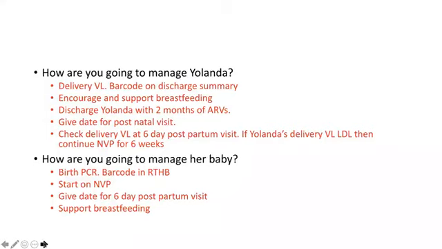We're going to give a date for the postnatal visit, and as you know, we generally have very good 6-week and 6-day postpartum follow-up visits. And at that 6-day postpartum follow-up visit, we're going to check that delivery VL. So it's important that the nurses have access to TrackLab or some form of looking up that result. And it's important that there's a barcode. As you know, it's sometimes difficult with spelling and handwriting to look for that result.